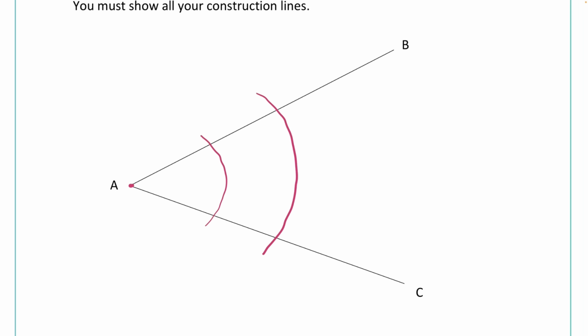And then what you're going to do is something I just call a crisscross. We're going to join the bottom up to the top of this one, and we're going to join the bottom up to the top of the other one. Now they cross over at this point just here. So all we're going to do is join point A up to that point. You can extend it all the way through, and that's going to do an angle bisector for you. So there we go, that's one of your constructions.